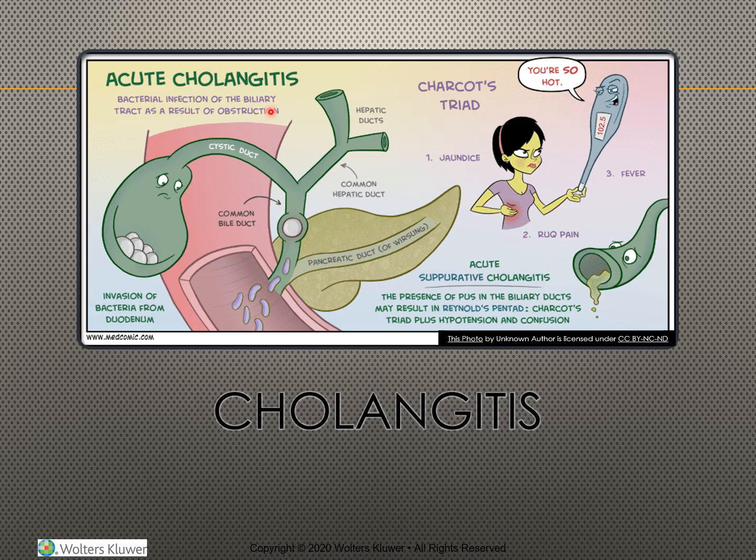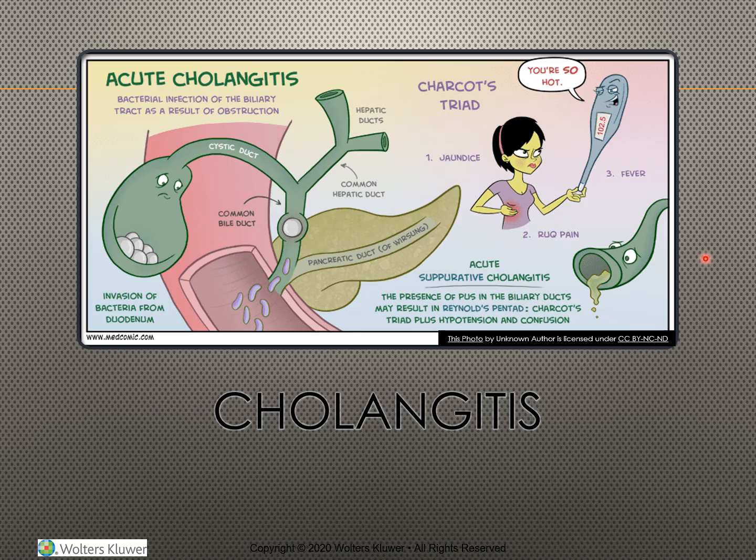So it can be acute cholangitis where we get maybe a bacterial infection of the biliary tract, usually as the result of obstruction. And so then we get invasion of bacteria kind of backing up from the duodenum into that common bile duct. So that causes acute cholangitis.